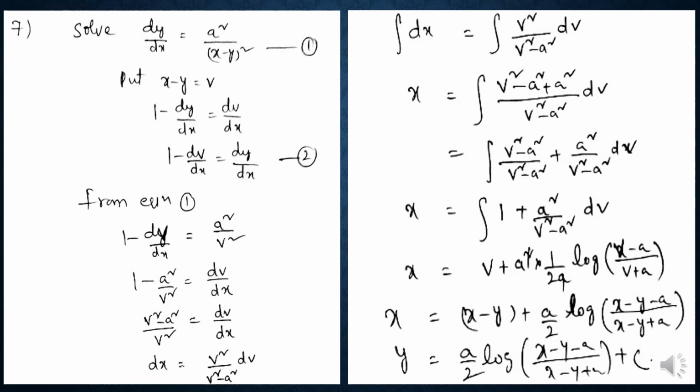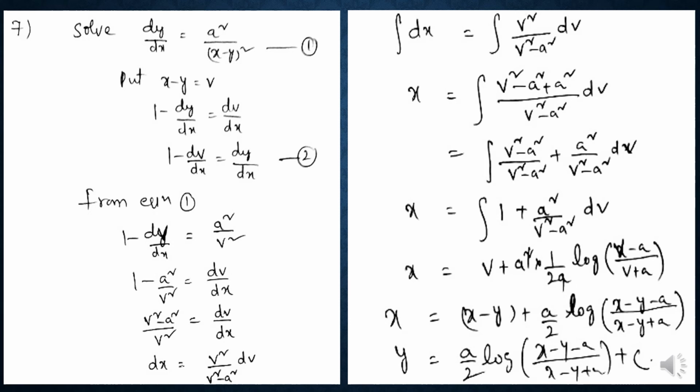Now differentiating with respect to x on both sides, d by dx of x minus y is equal to d by dx of v. That is d by dx of x is 1, minus d by dx of y is dy by dx, is equal to dv by dx. 1 minus dv by dx is equal to dy by dx. So we can write dy by dx is equal to 1 minus dv by dx, and x minus y is equal to v in the given equation. Then equation 1 becomes, dy by dx can be written as 1 minus dv by dx is equal to a square by v square.